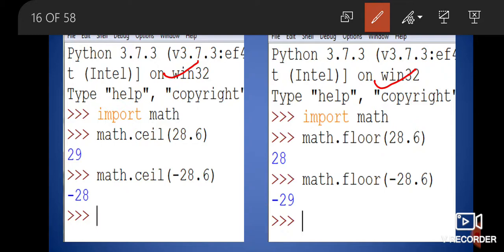Now see, here I have given 28.6 and this one is a positive number. So 28.6 will lie between 28 and 29, right? Now out of these, 28 and 29, which one is the larger integer? 29. Ceil will always give you the larger integer, so 29 is the answer. But if you give the same number to floor, 28.6 is lying between 28 and 29, so which one is the smaller integer?